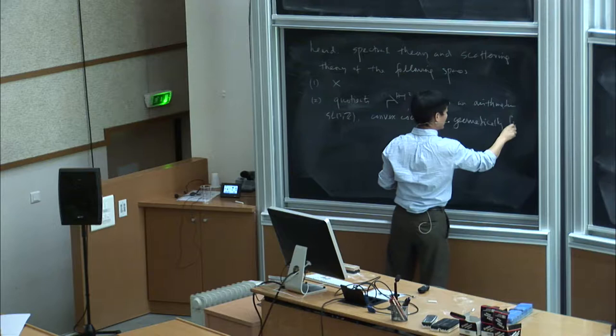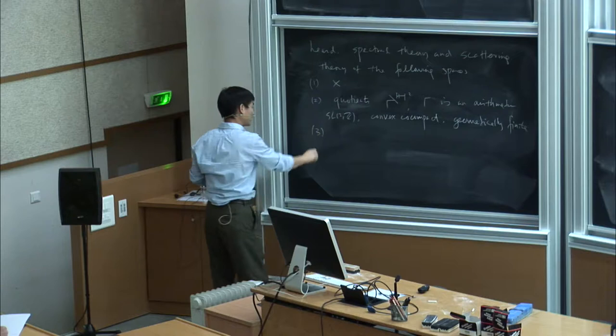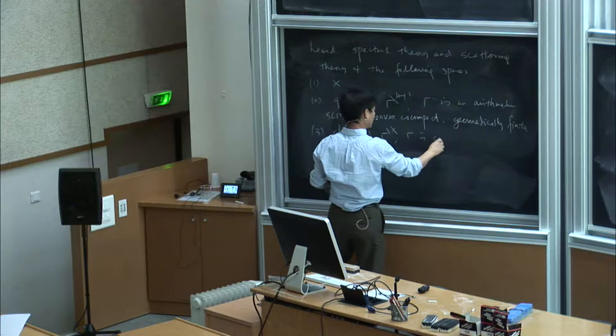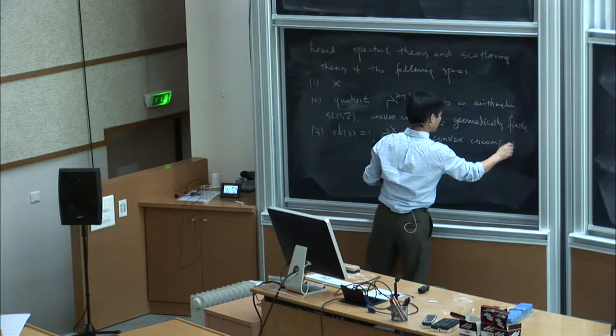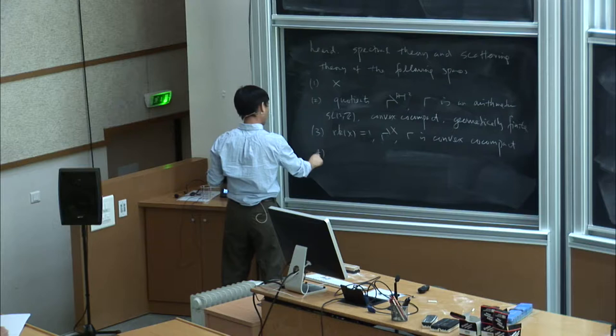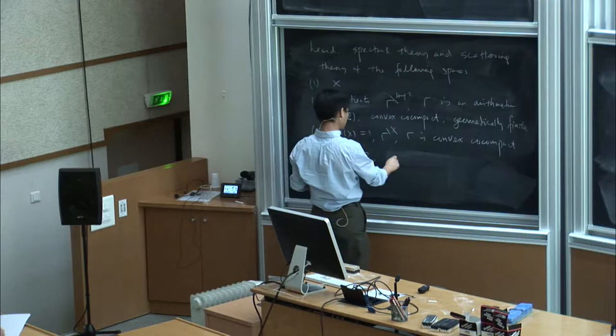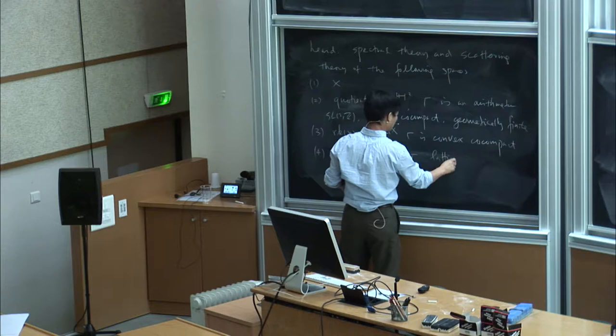Then we also have heard about when the rank of X is equal to 1. Then we consider such a quotient where gamma is convex cocompact. The third case, or the fourth case, is when we heard of rank of X bigger or equal than 2, then we consider gamma a lattice. Okay.